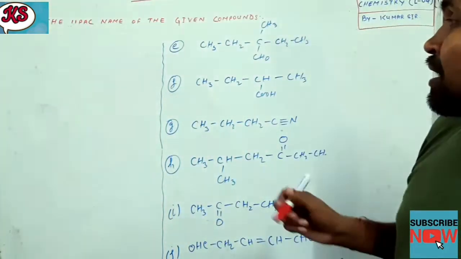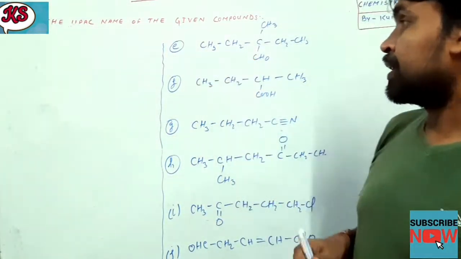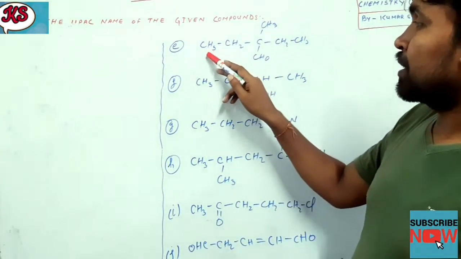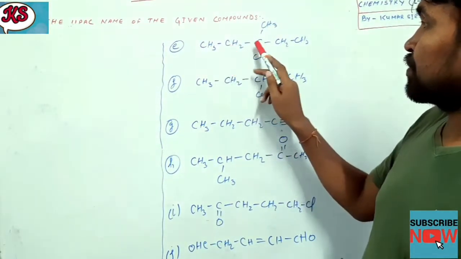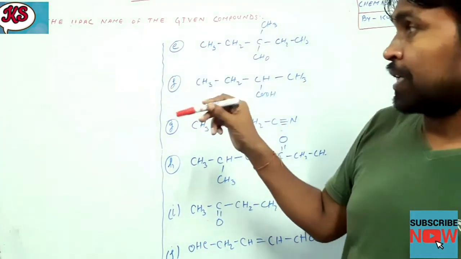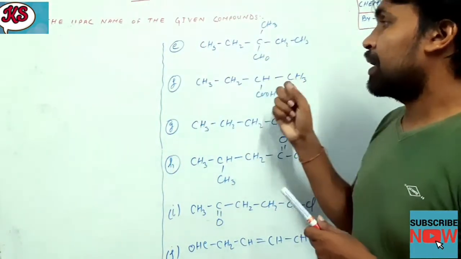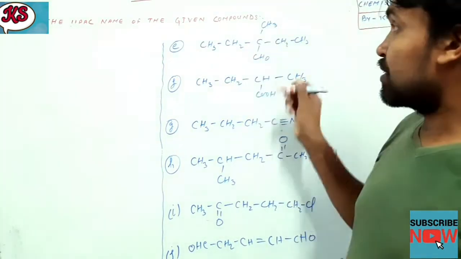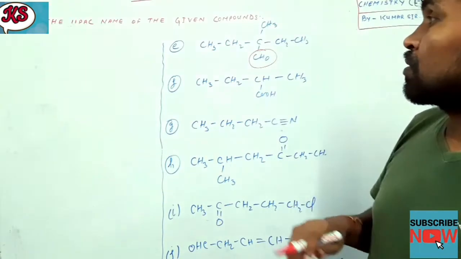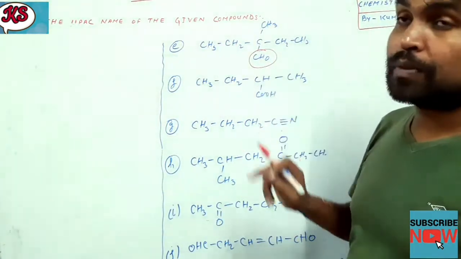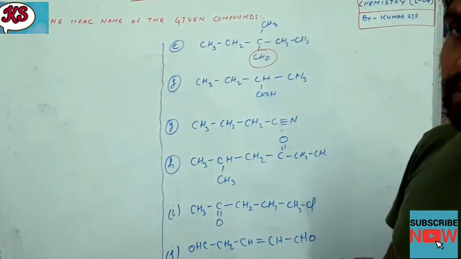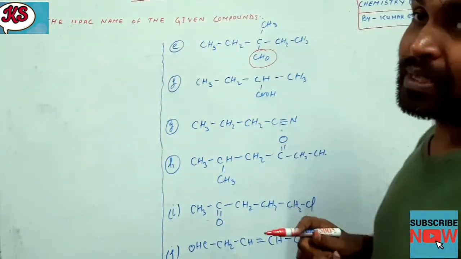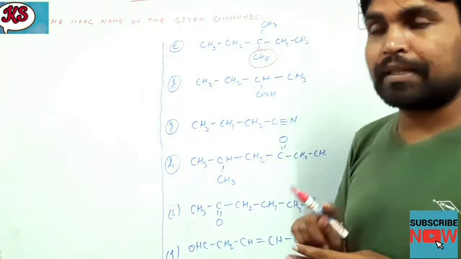Okay, anyway, now coming to the next questions. Question number E. See here, in the main chain, 1, 2, 3, 4, 5. If you go in the straight chain, there are 5 carbons, but what is the problem? This is CHO. This is one functional group. If you go straight, this functional group is not included, so that is totally against the rule of IUPAC. The IUPAC rule says that the functional group must be included in the main chain.